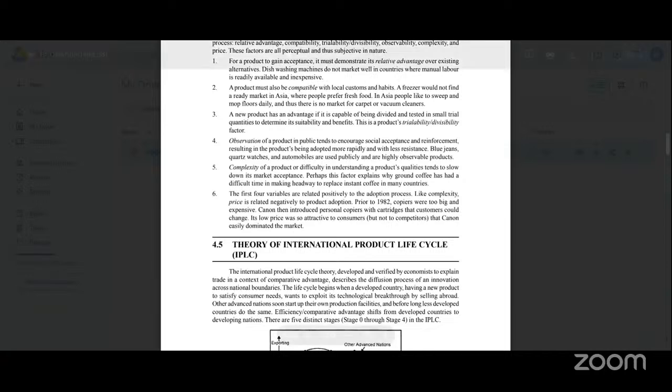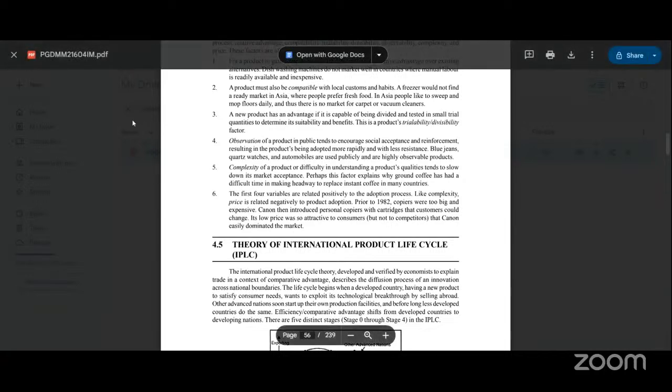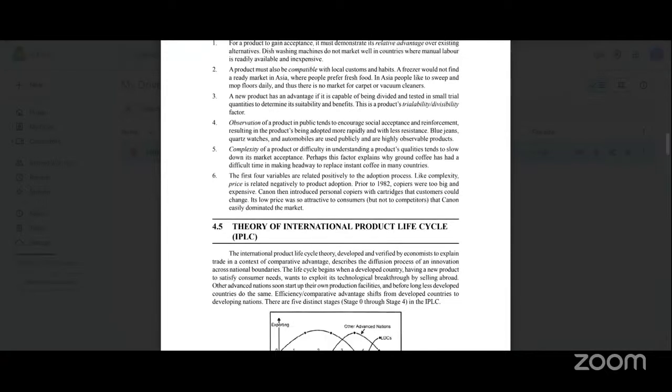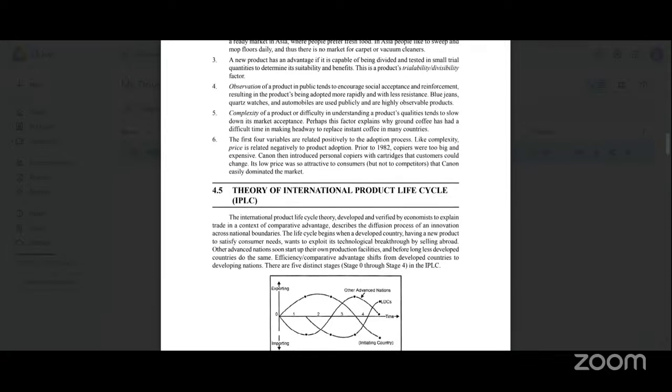Then the next one is that a new product has an advantage because here we are talking in terms of it being able to be divided and tested on a small trial basis. And if we find that there is a suitability and benefit to the local market, that is trialability and divisibility, then we may be looking at actually introducing the product.